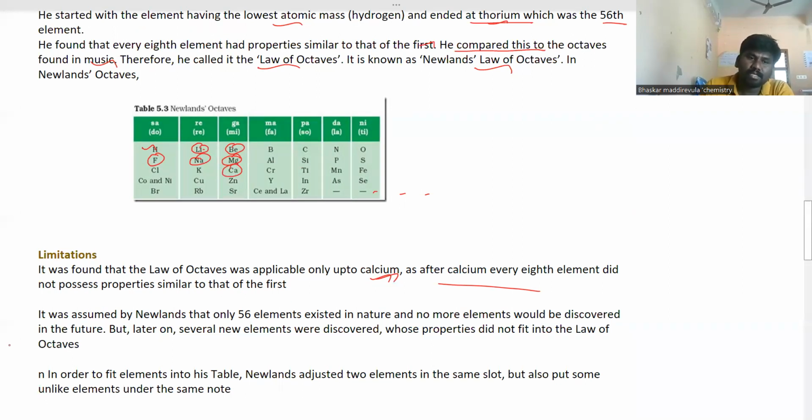Next, the second limitation. It was assumed by Newlands that only 56 elements exist in nature, and no more elements could be discovered in future. So that is what he thought. But later on, several new elements were discovered whose properties do not fit in the law of octaves. So this is one of the main drawbacks or limitations of Newlands' Law of Octaves.